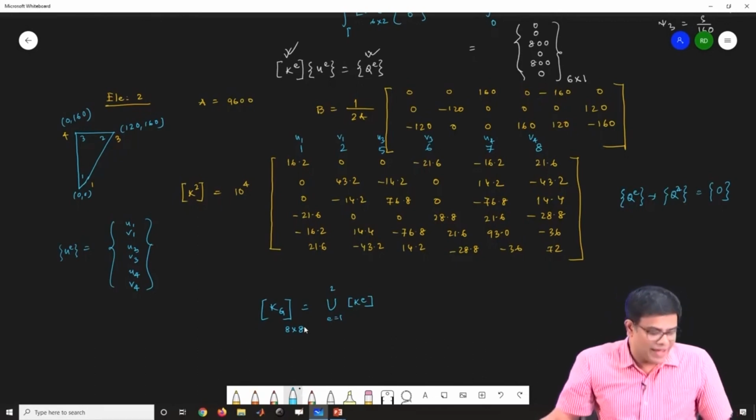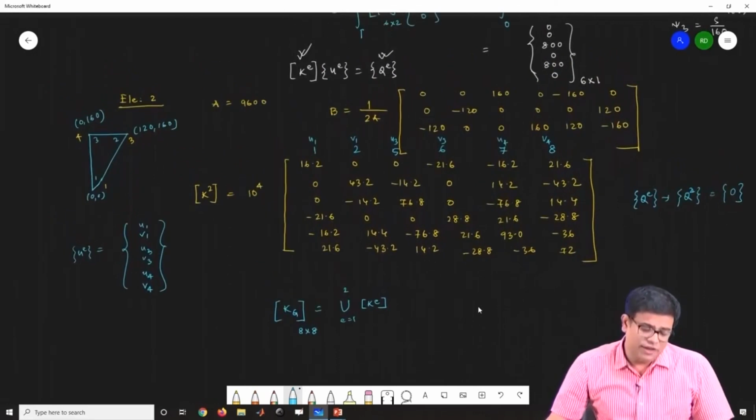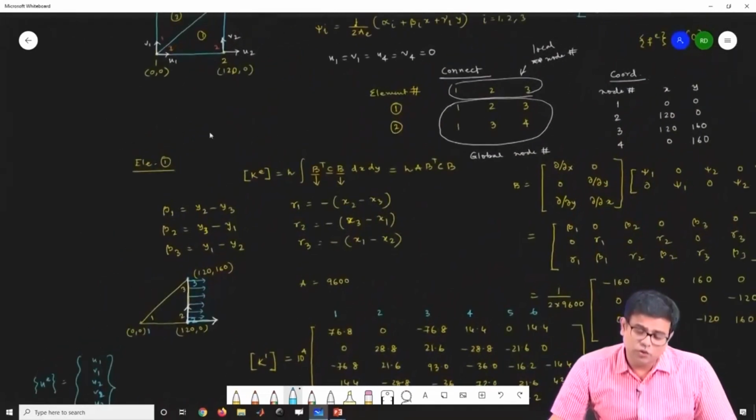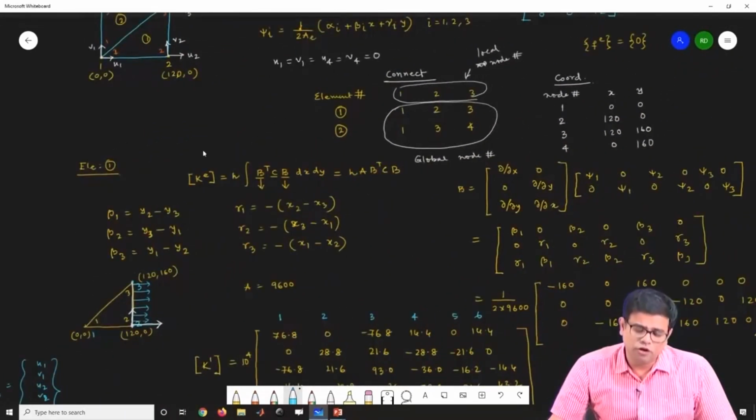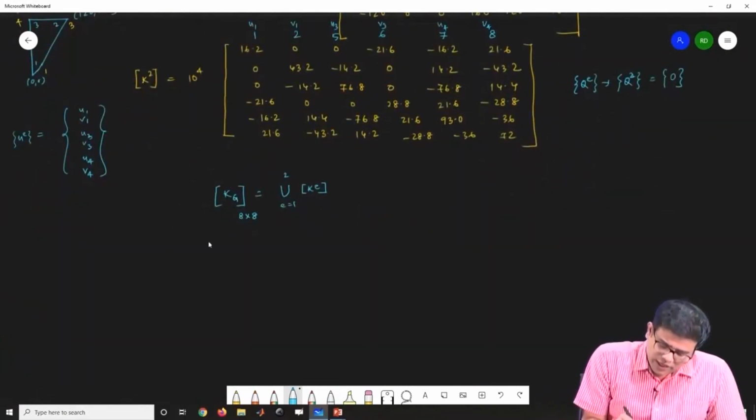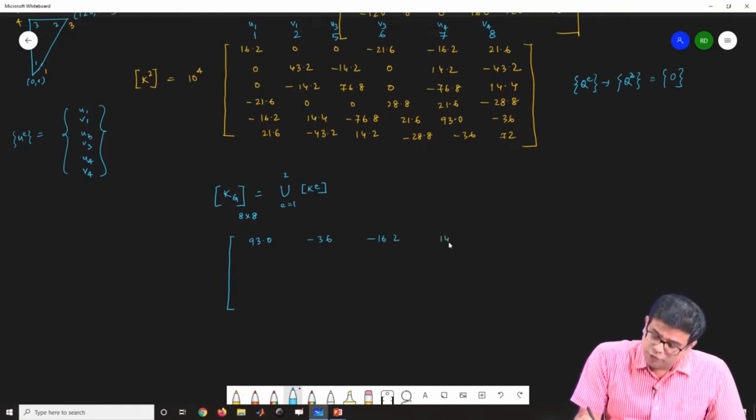Once I do that, I will be left with the 4 variables which have known boundary values, which are U1, V1, U4, V4. Then finally I will have my 4 cross 4 reduced stiffness matrix, that is 93, then minus 36, then minus 16.2, then 14.4, then minus 36, then 72, then 21.6, and then minus 43.2, and then minus 16.2.